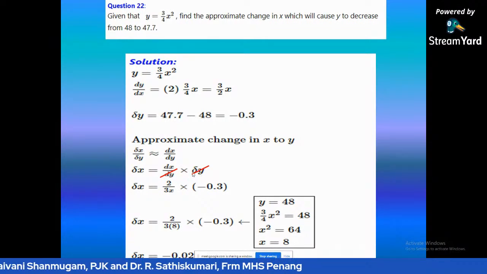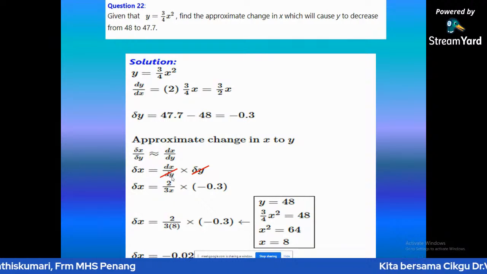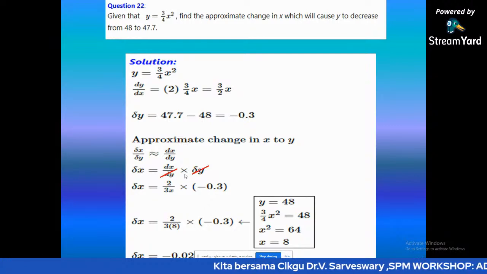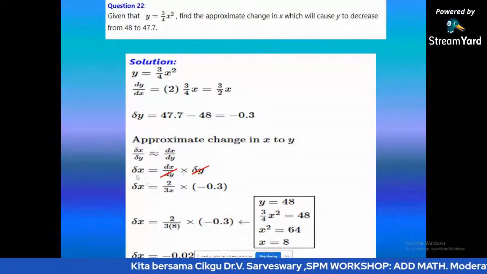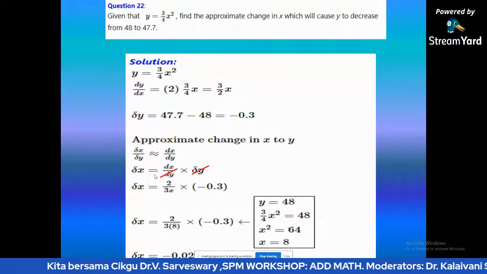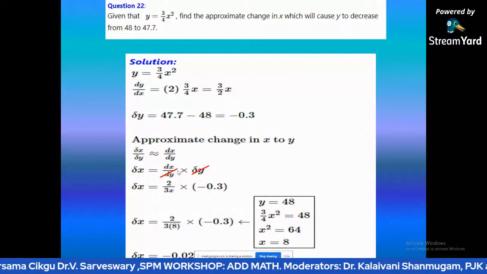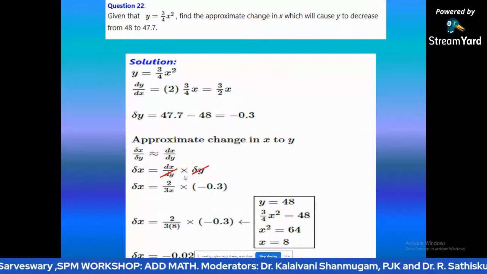So from delta y, how to get delta x? You need to put dx on top, dy at the bottom, so that dy and delta y are approximately the same, so you can cancel it off. So you get delta x equals dx. Okay. So when you have this concept in your mind, then you can substitute your value.